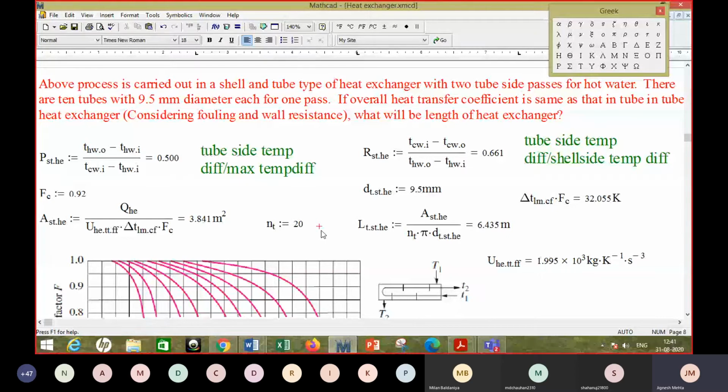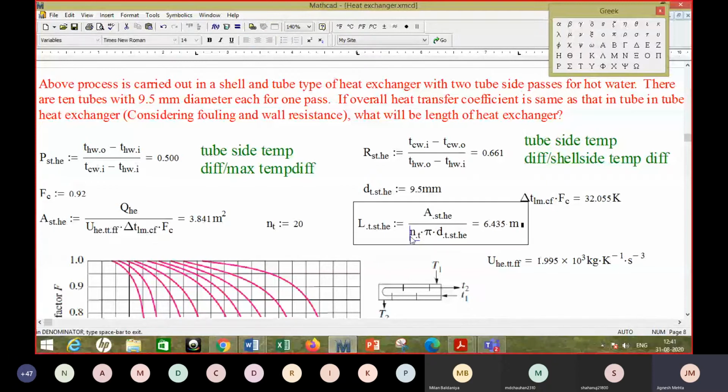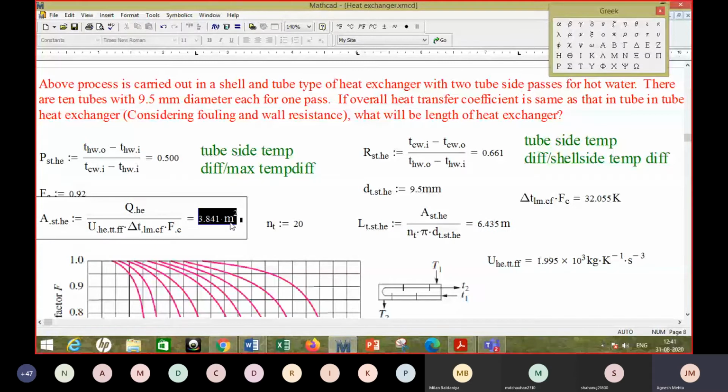And here we are not distinguishing between the outside surface area and inside surface area. I've just taken 9.5. So pi d into length, right? Length is not known, so you have to get the length. So n number of tubes into pi into d into L would give you the area, right? How much area you should provide is already known. You have to provide this much area.